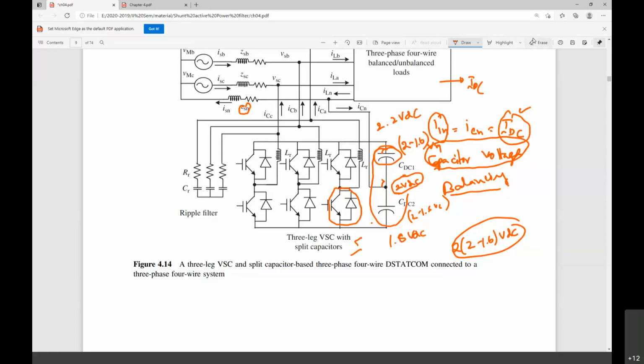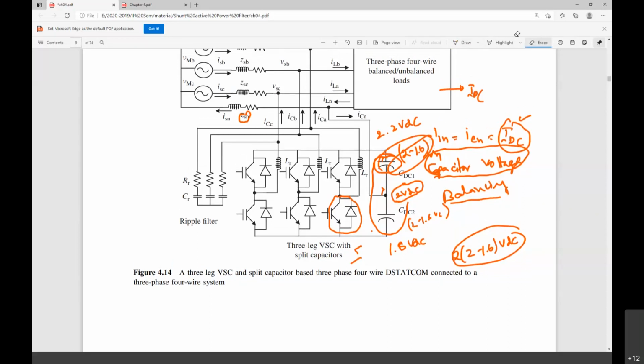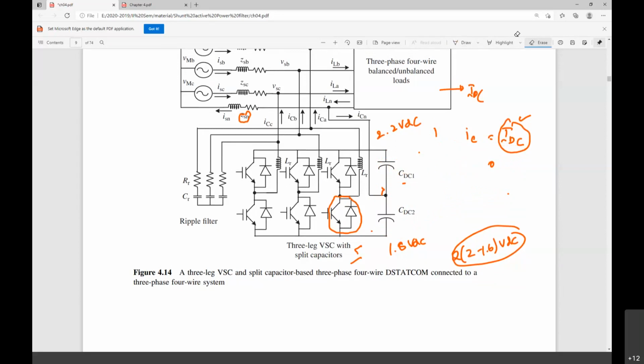In that case, it has been charged to 2 VDC and 1.8 VDC because of the DC component current. When you switch the top switch, the higher voltage is going to be applied, and the bottom switch voltage is applied as 1.8 VDC. In that case, the performance or the current injected by the inverter may not be the required current.